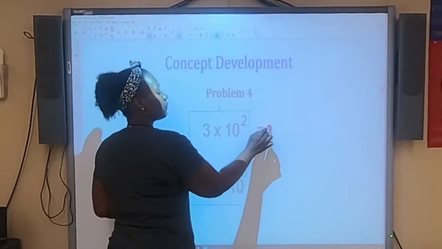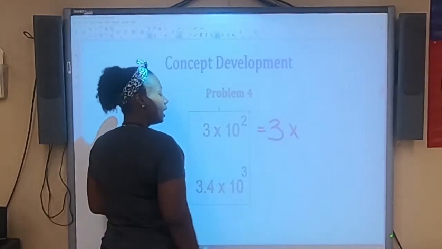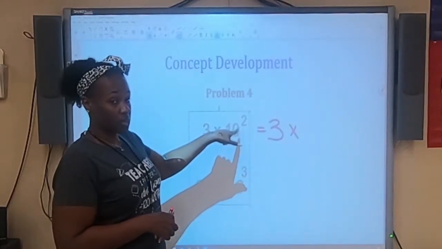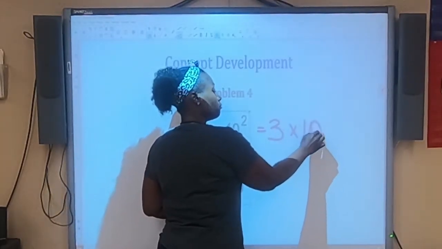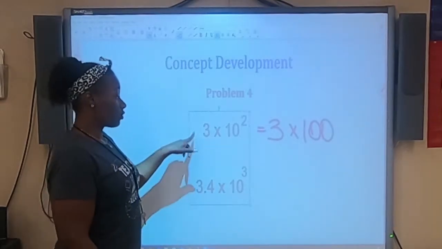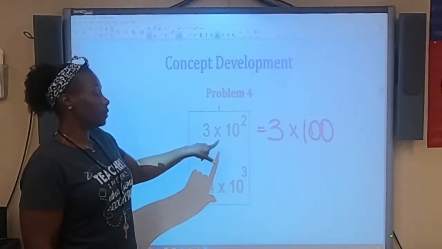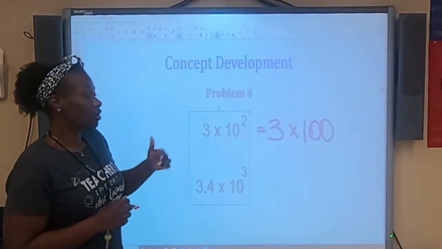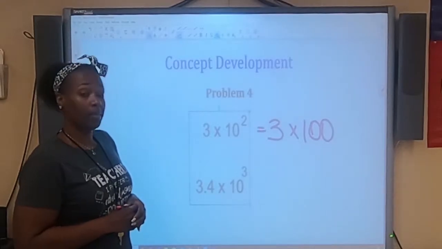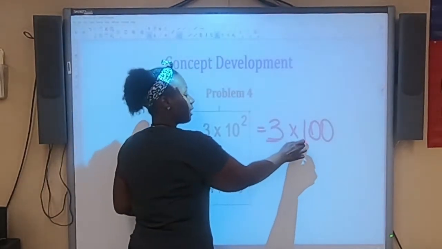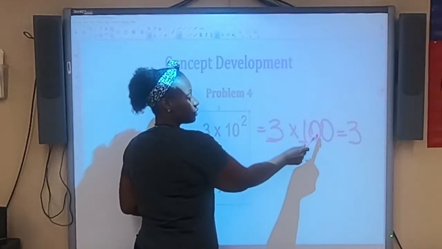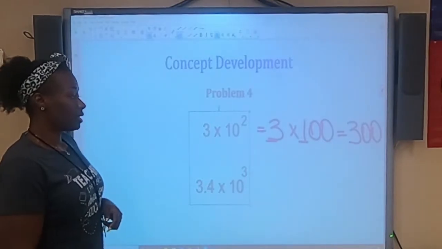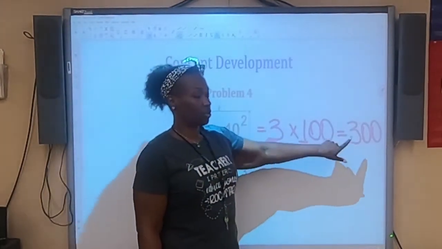Well, the 3 is already written in standard, times 10 to the power of 2, which we just learned. My exponent tells me I need 2 zeros. So that number would be 100. So 3 times 10 to the power of 2 is the exact same as 3 times 100. That goes back to that 4th grade skill. To solve it, I'm going to do basic fact. 3 times 1 is 3. Add 2 zeros. 1, 2. So 3 times 10 to the power of 2 equals 300.